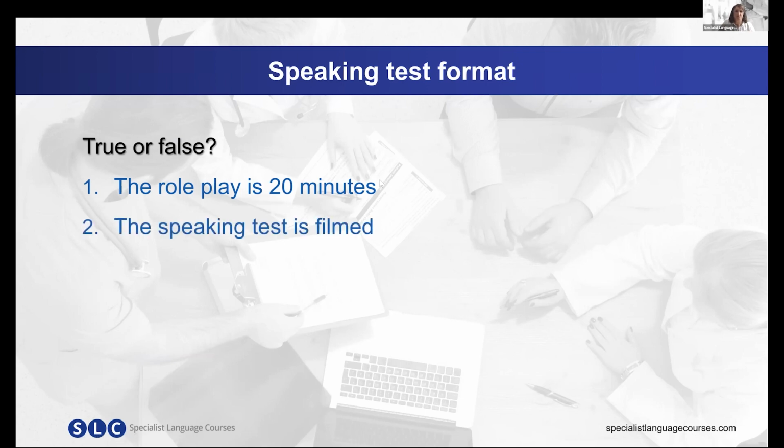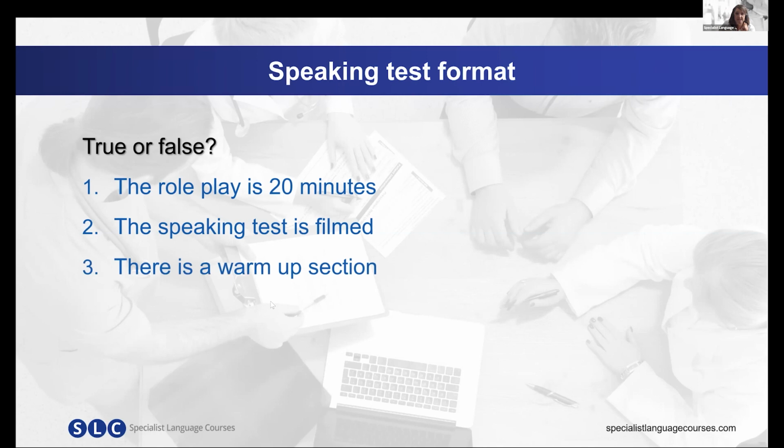Okay, how about number two? The speaking test is filmed, or videoed, similar to other English language exams. So anybody who's taken IELTS, there are some forms of IELTS that might be filmed. So is the OET speaking test videoed or filmed? Okay, so we're getting predominantly false here, I think.